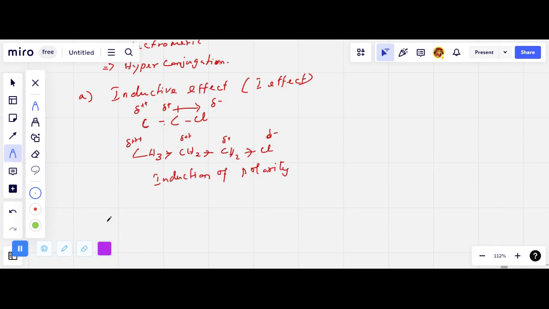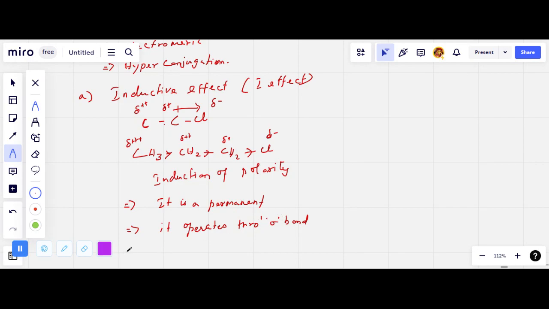But what are the special features of this effect? It is a permanent effect. It operates only through sigma bonds, not through pi bonds. அதாவது single bond இருந்தால் தான் இது நடக்கும், double bondல வந்து நடக்காது. It operates through sigma bonds, which are single bonds.